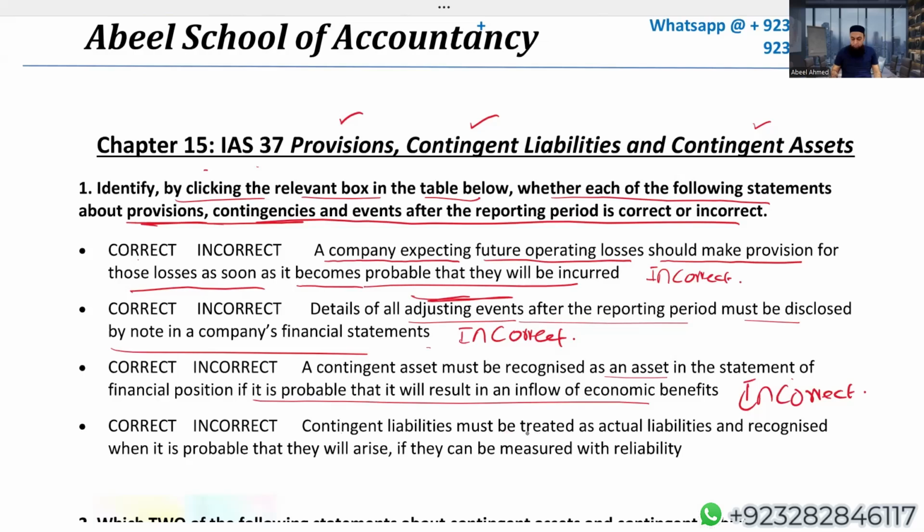Contingent liabilities must be treated as actual liabilities and recognized when it is probable that they will arise if they can be measured with reliability. That is correct. In fact, if this happens, then your contingent liability is no more a contingent liability. It becomes a liability. It becomes a provision. Read it again. Contingent liability must be treated as actual liabilities and recognized, but when it is probable, meaning more than 50% chances are there will be an outflow of economic benefits, you will be recognizing this as a provision. So basically the last one is correct, but I would consider this a very good question.